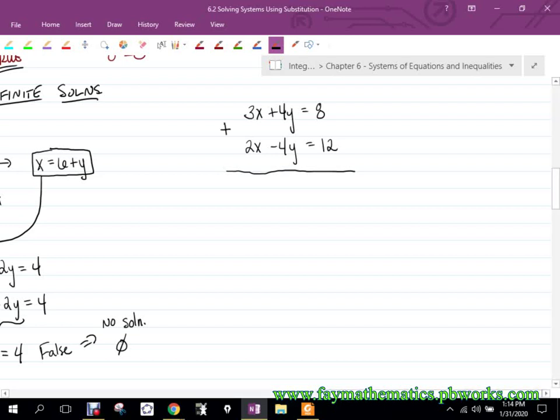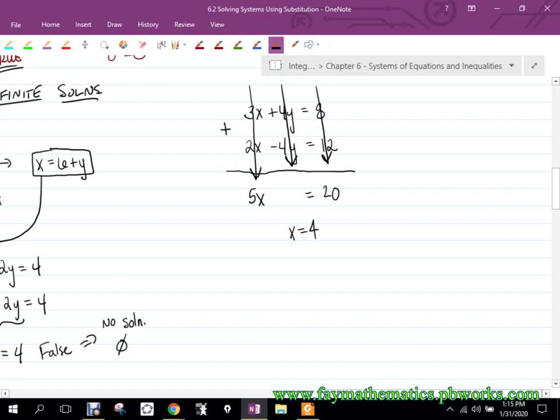If you add straight down, how many x's would that be? 5 x's. If you add straight down, how many y's does that give you? 0 y's. So 0 times y is just 0, right? So I'm not going to write anything there. They went away. What's 8 plus 12? 20. How do you solve for x there? Divide by 5, and I get 4, right?